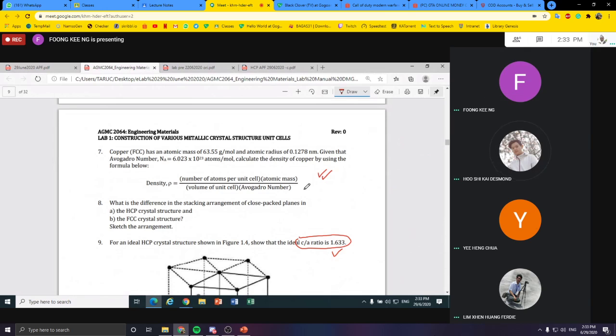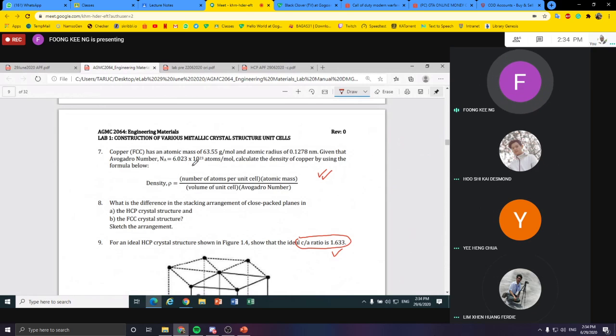Density. The lecture notes has this formula here. It's in your lecture notes, I think it's on the slide. Let me check. Have you read the lecture notes, guys? Let me check for you. It's on page 32. Slide 32. Right. So answer this question.